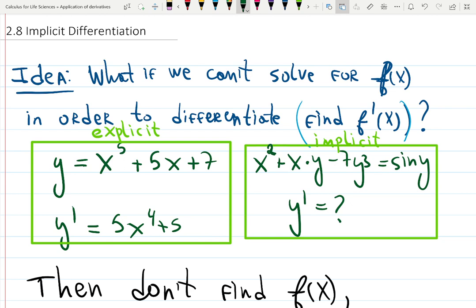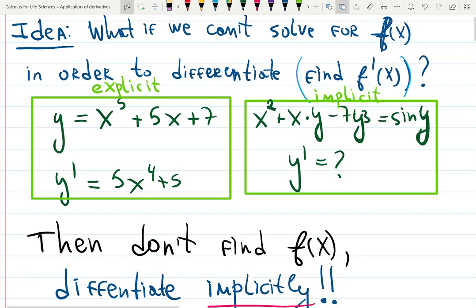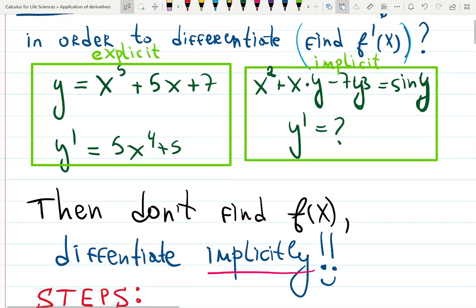So you want to solve? Sometimes you can try to solve. And if you did, good job for doing that. But if it's hard to solve or sometimes impossible, you differentiate implicitly. So don't find f of x if it's too hard. Just differentiate implicitly. And we're going to teach you how to do it right now. It's part of the research. So let's put versus. Explicit versus implicit.